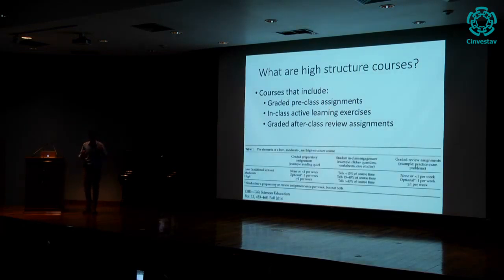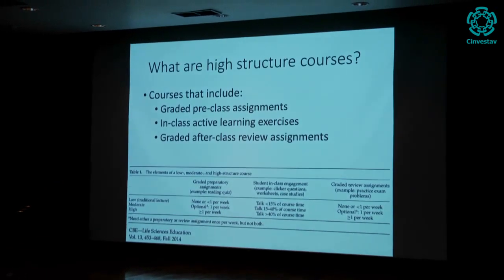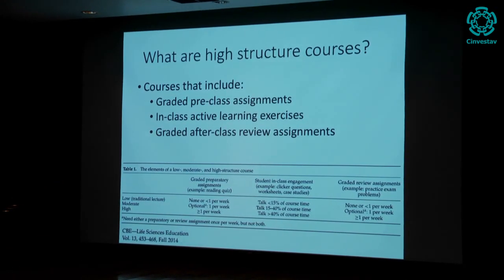With this in mind, you can classify a course as low structure, which would be traditional lecture. That's a course that basically has very little active learning, if any, more content delivery, maybe a homework, maybe not. Moderate structure means it has some active learning, but also one or the other, pre-class or post-class work. And then a high structure course would have graded pre-class assignments and after-class assignments in addition to the in-class active learning. So that would be a high structure course.